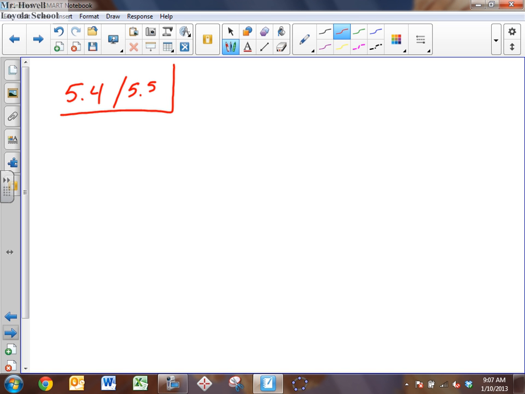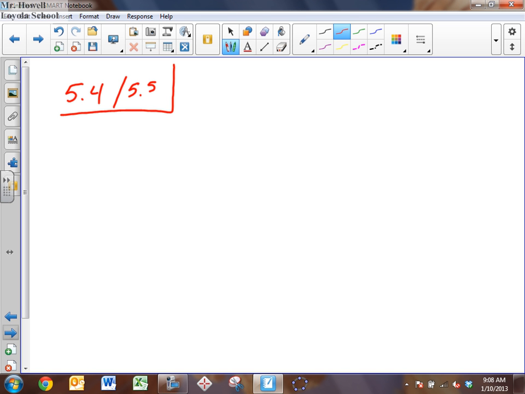All right. In section 5.4, we did two things. Look at your notes. What was the first thing we did in section 5.4? We did two real things in section 5.4. What was the first thing we did in 5.4? Simplifying rational expressions. Good. We simplified a rational expression.